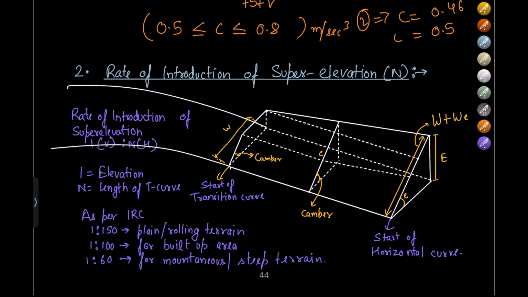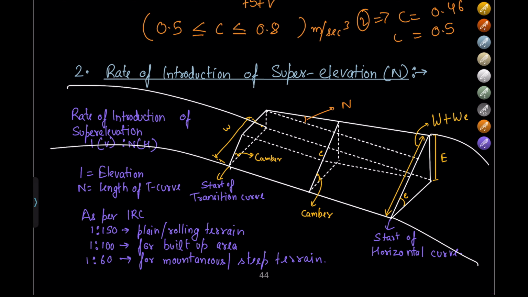It would be in this way, and it will be going in this direction, the opposite direction. So the rate of introduction of super elevation is, what we are trying to say is, as the road moves from the straight section to the transition to the horizontal curved section, the rate increases. The introduction of super elevation starts from this point. It is represented by n in the figure. This value is equal to n, the rate of introduction of super elevation.